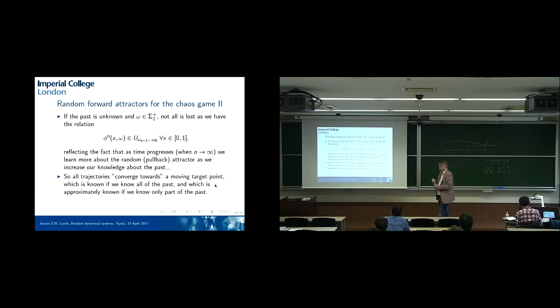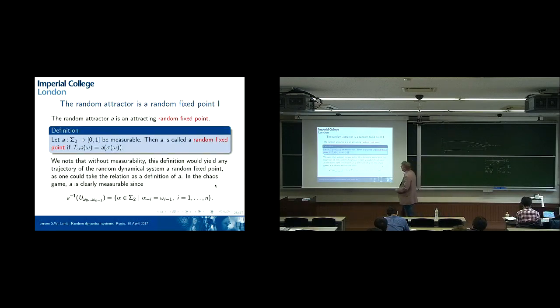You should not expect to converge to some fixed object if the equations change. It's completely not what you should expect. So we have a moving target, and because we have uniform contraction, we just converge to this moving target. And where is this target? Well, we know more about this target if we know more about the past.